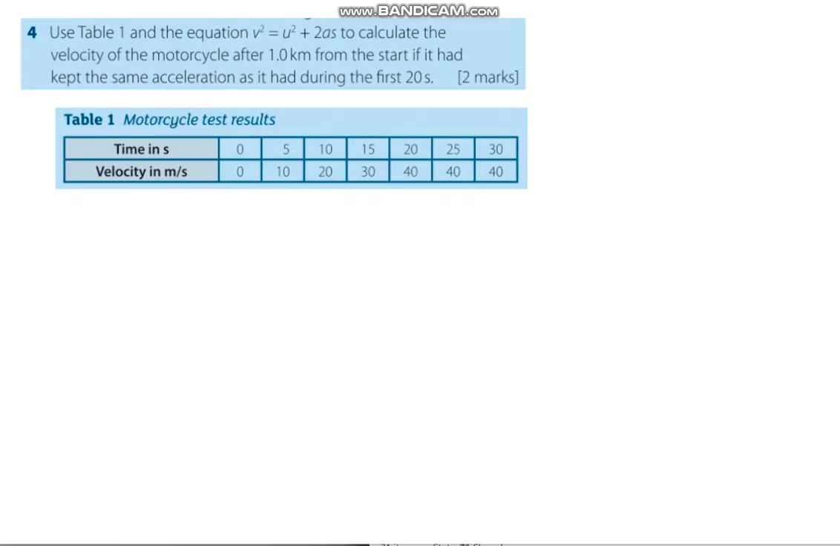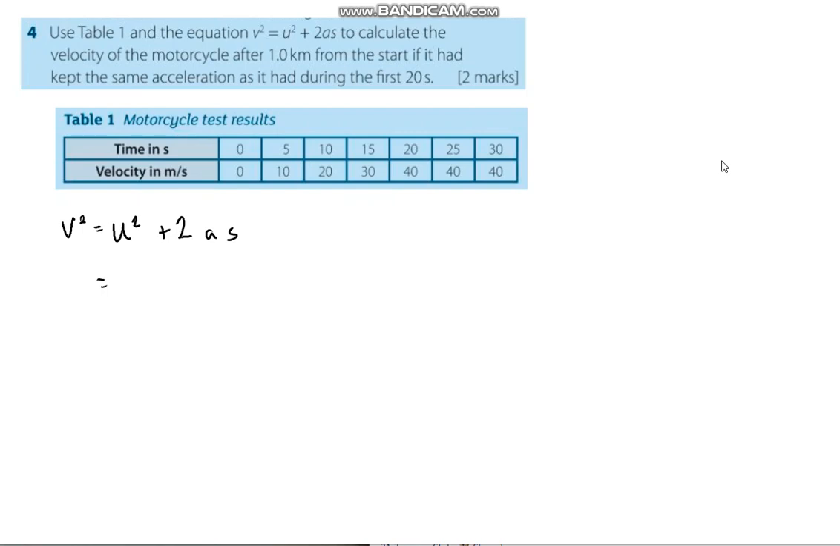Okay, so finally question 4. Use table 1, which is what we got the graph from initially, and the equation v squared equals u squared plus 2as. So v squared is our final velocity, and we need to work this out as if it had kept the same acceleration as it had during the first 20 seconds. So this is what we're trying to find out.